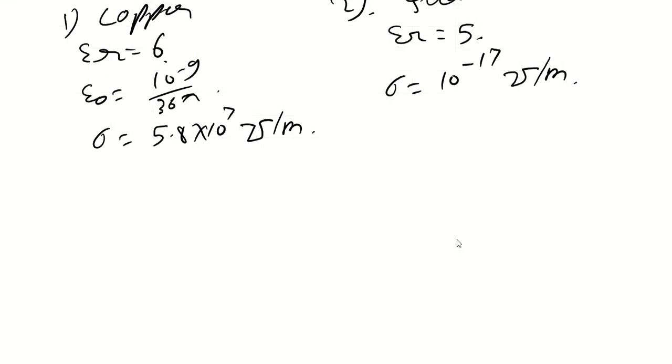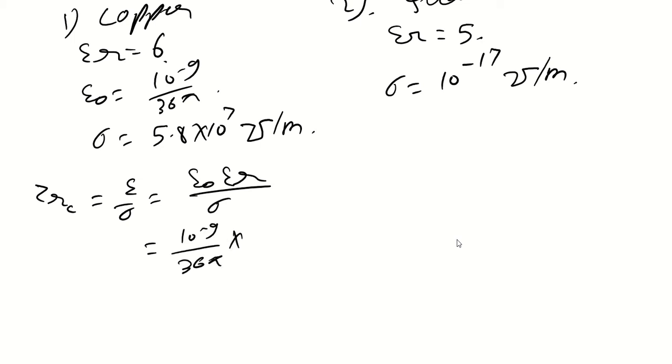So now we will consider what values we are going to get for each of these two objects. So tau r for copper we are going to calculate. It will be epsilon naught epsilon r by sigma. So it will become 10 to the power minus 9 by 36 pi, into epsilon r, which we have considered as 6, divided by sigma, which is 5.8 into 10 to the power 7. So how much are we going to get?